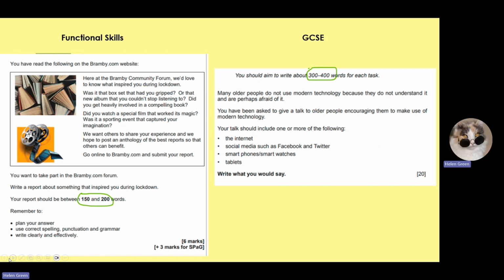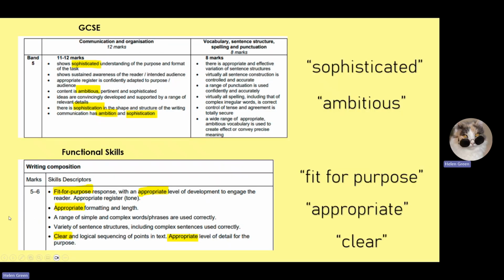As you can see here, you're not expected to write as much for functional skills as you are for the GCSE tasks. GCSE suggests 300 to 400 words. The functional skills task suggests 150 to 200. You're also given more support with the planning in the question. The mark scheme is also more generous. And it's focused on whether the writing can be understood. Does it fulfil the task?